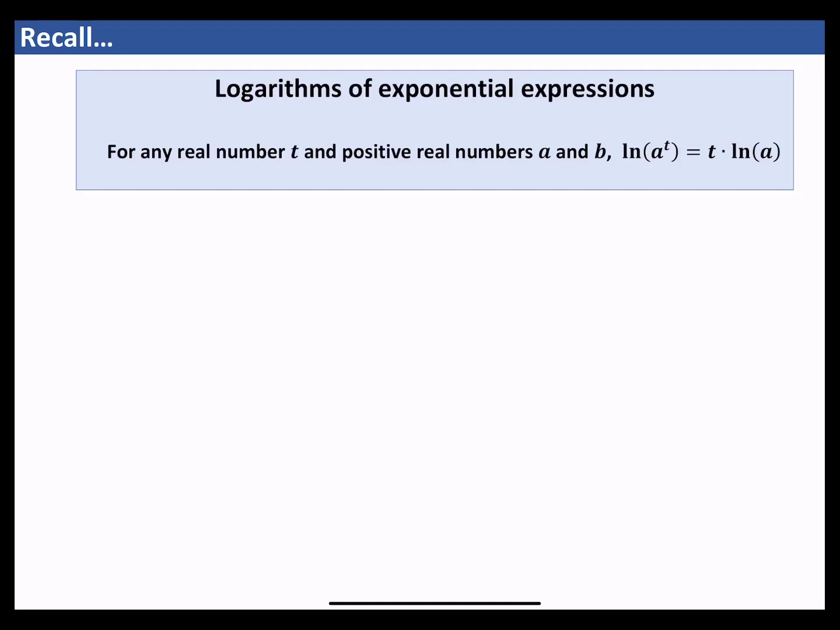We found that for any real number t and positive real numbers a and b, the natural log of the quantity a to the t equals t times the natural log of a. This property enables us to move from having a variable in an exponential expression to the variable being part of a linear expression. As a result, it enables us to solve exponential equations exactly, regardless of the base involved. So let's take a look at how we can use this property to solve exponential equations.